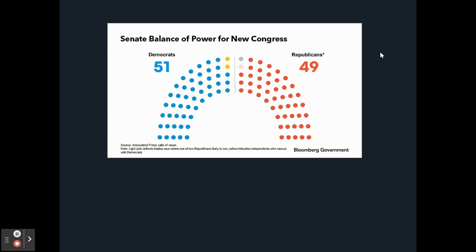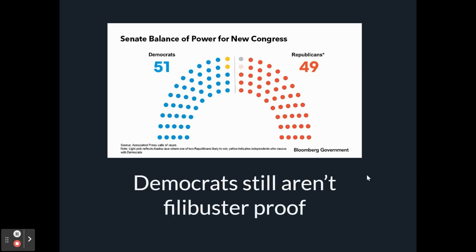If you look at the current balance of power in the United States Senate, there are 51 Democrats and 49 Republicans. So you would think in a perfect world that's a huge advantage for the Democrats because they have the majority. And as long as all the Democrats stick together, they should be able to pass the laws they want to pass. But unfortunately, they are not filibuster proof. Unfortunately for the Democrats, that would require 60 because that is what you need to stop filibusters. So it's not enough to have a majority, right? You have to have 60 if you want to be filibuster proof against the minority party.